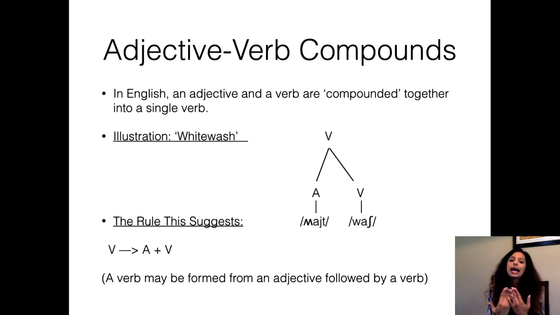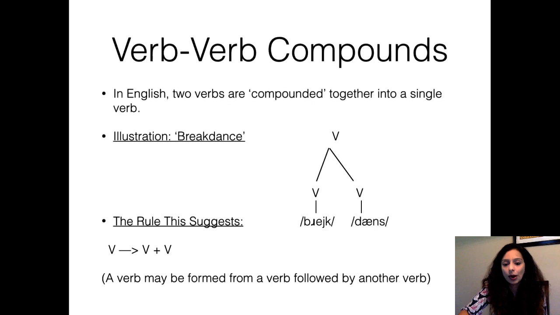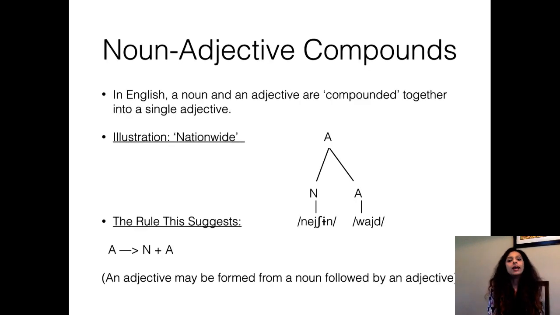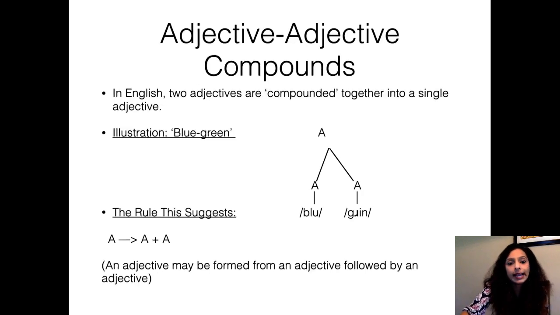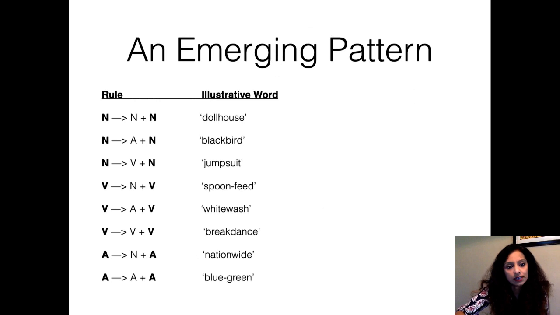You can have adjective and verb compounds. So you can have white and wash to get whitewash, right? And so you see that you have an adjective and a verb, and then you get a verb. And then you have verb-verb compounds like break and dance. So you have two Vs, and then you get another verb. You have nationwide, which is a noun and an adjective compound. Nation is a noun and wide is an adjective, and then you get an adjective, nationwide. And the last of the compounds is adjective and adjective compounds. So this is blue-green, where you take two adjectives and combine them together to get another adjective.